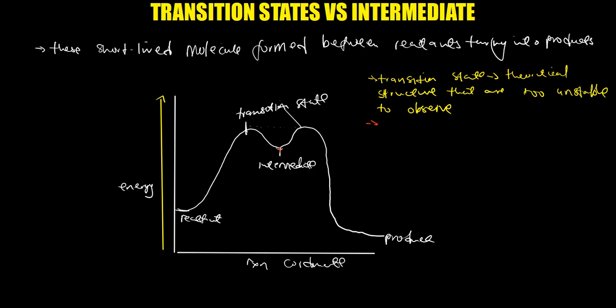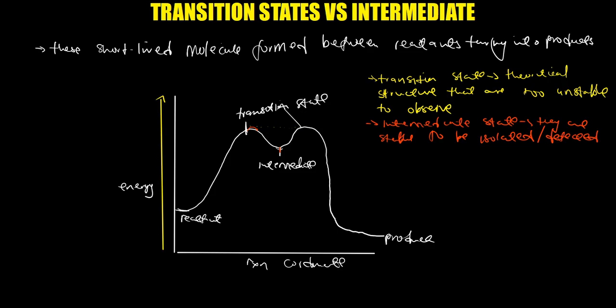You can detect because the energy is low, but for these guys, they are able to react frequently because they have that maximum apex or peak energy. So we can say transition an intermediate state. Intermediate states are stable enough to be isolated or detected.